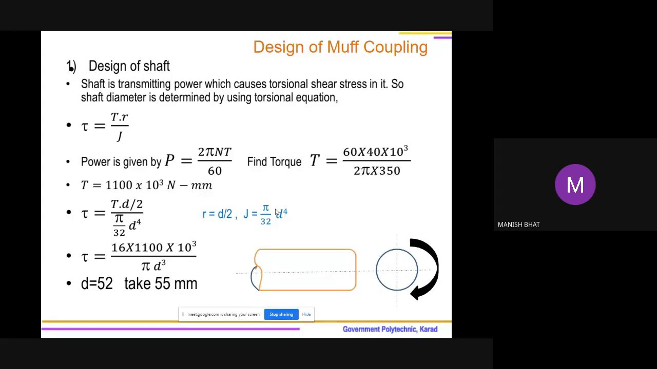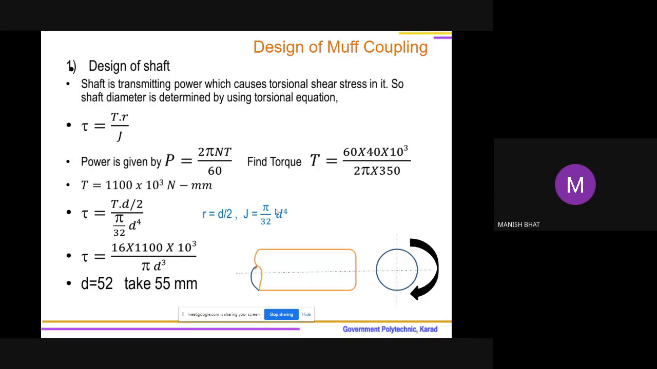Now as the shaft is transmitting this torque, there is torsional shear failure in the shaft, and to find how much torsional shear stress is induced, let us use this relation. Tau is equal to TR upon J. So tau is equal to T, R is what? D by 2, upon pi by 32 D raised to 4. So if we put the value of torque, what we get? Tau is equal to 16 into 1100 into 10 raised to 3 upon pi d cube.